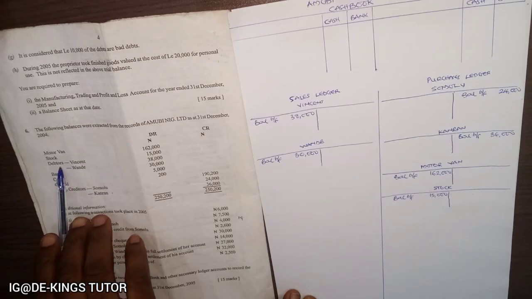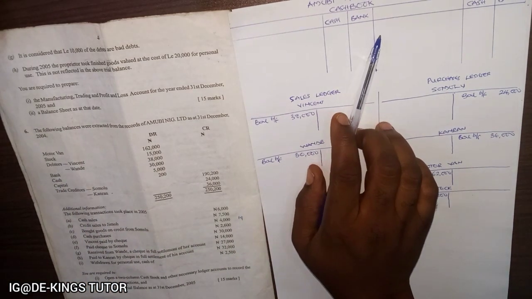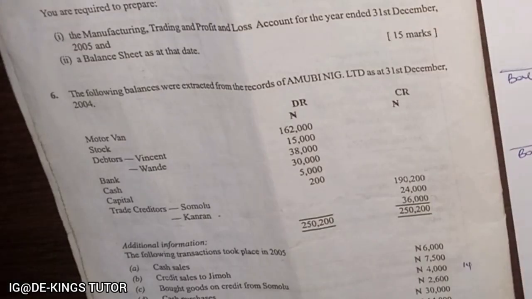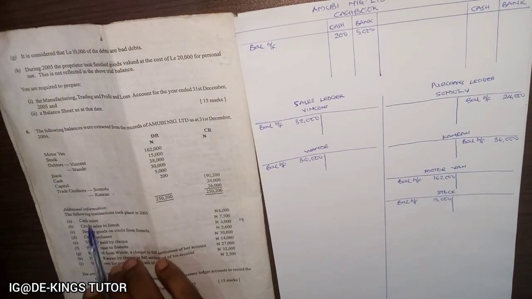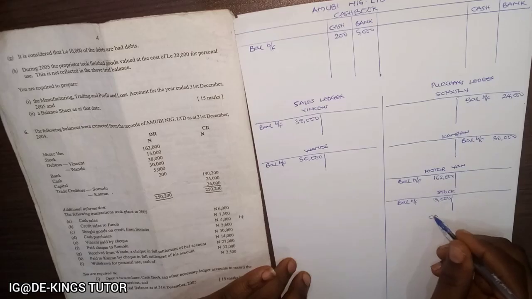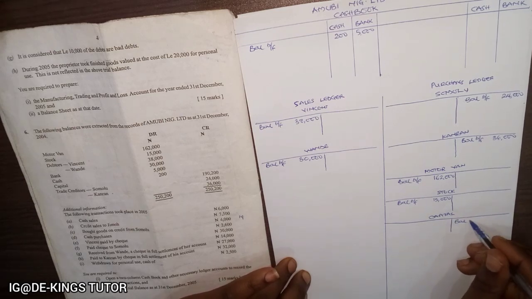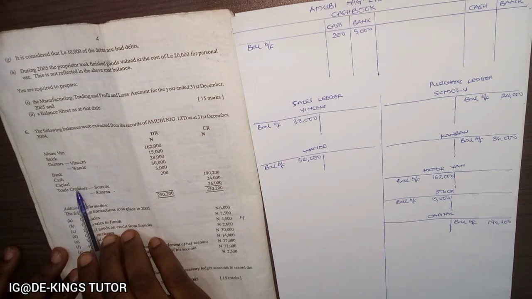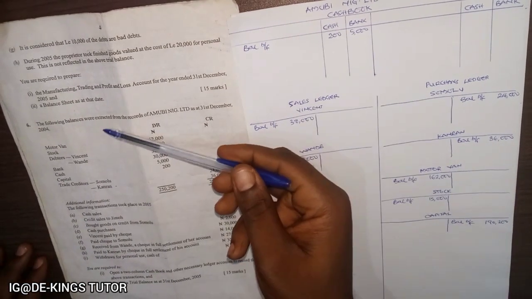So we have done motor van, we have done stock, we have done debtors, that's the sales ledger. Then bank and cash. Bank and cash will be for the Cashbook. So we now have a Cashbook with a balance brought forward. For cash, in the cash column is 200, and the bank is 5,000. So we proceed. Then capital, capital is 190,200. So we have capital here, with the balance brought forward 190,200. The next one, we have for trade creditors, which we have done, which is this. So now we have done the opening balances of all these accounts.